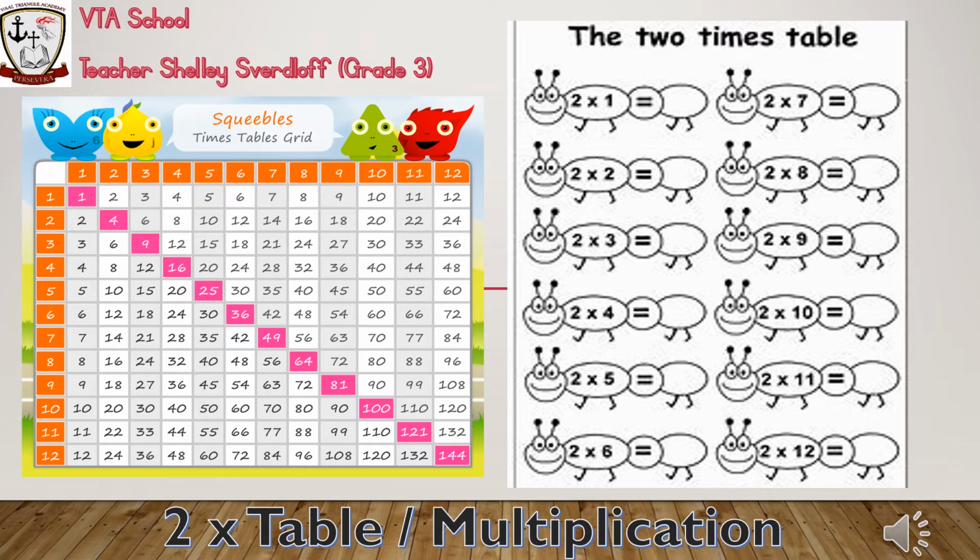And so you will find that the 2 times table, we've got the numbers where we count in 2s, from 2 all the way down to 24. So that is the 2 times table.